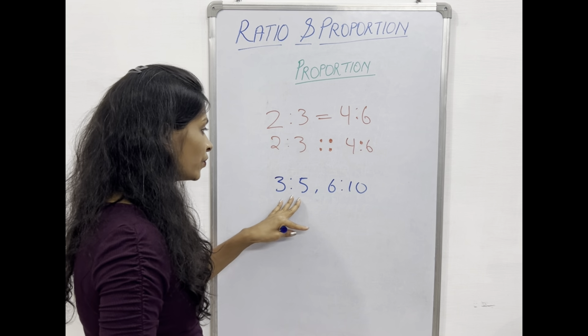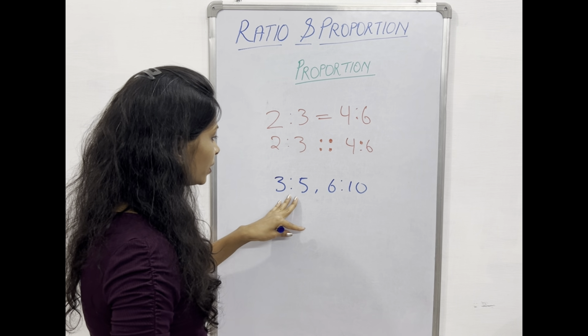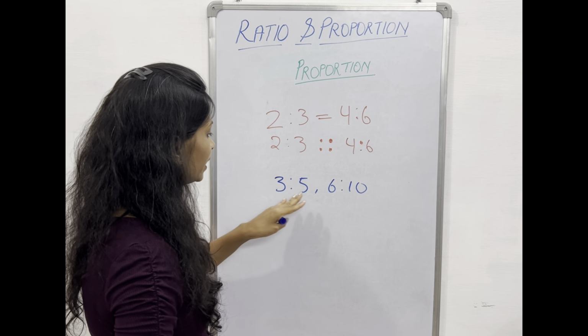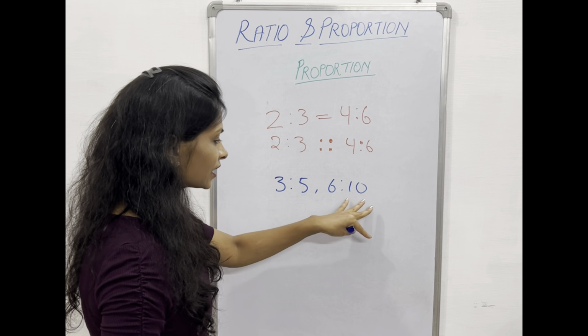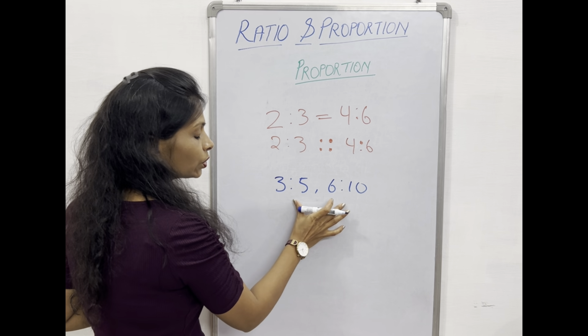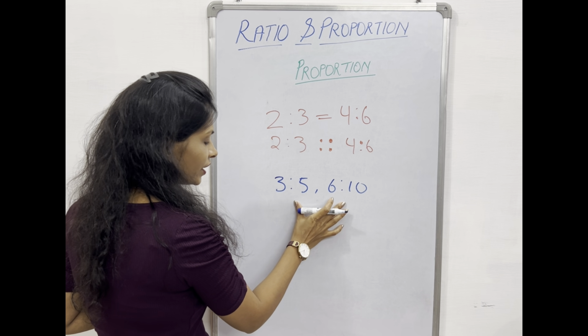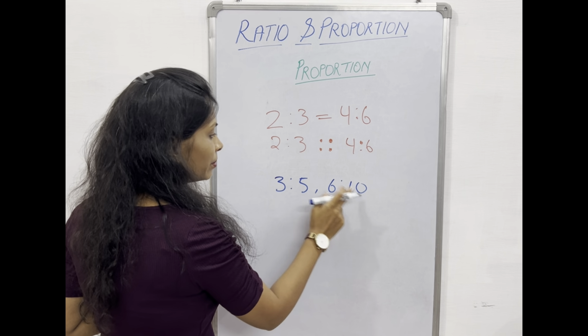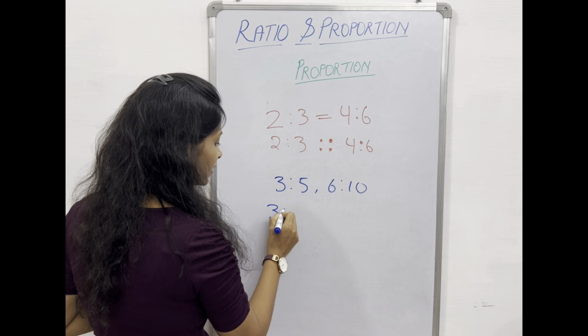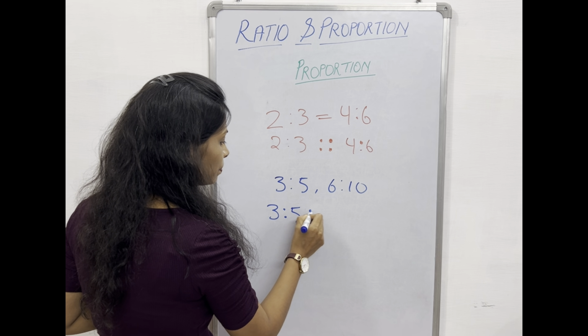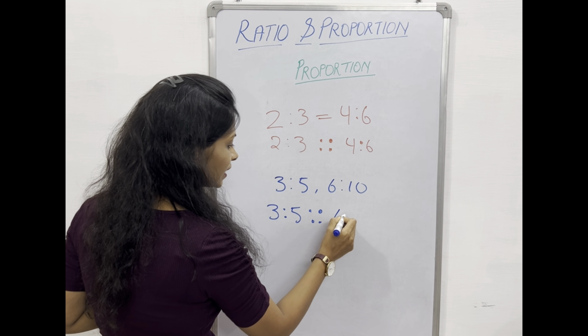Another example, 3 to 5 and 6 to 10. Now 3 to 5, if I multiply both 3 and 5 by 2, I'll get 6 to 10. Therefore, these two ratios are equivalent ratios and hence they make a proportion. I can very well write that 3 to 5 is proportionate to 6:10.